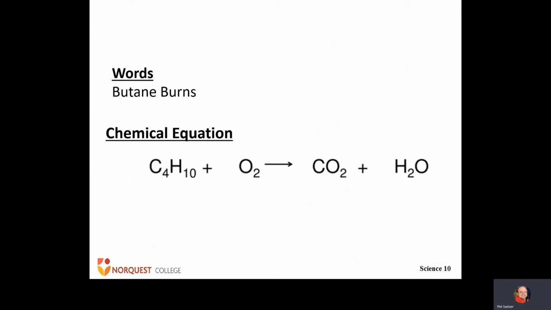Now we're just starting, so you don't need to know this all just today, but this is what you're going to be able to do at the end of chemistry, is take words like butane burns and realize, okay, when something's burning, that's oxygen. And of course, butane, you're just going to want to write that down on your periodic table and have it so you know that that's the formula for butane. There's the formula for oxygen.